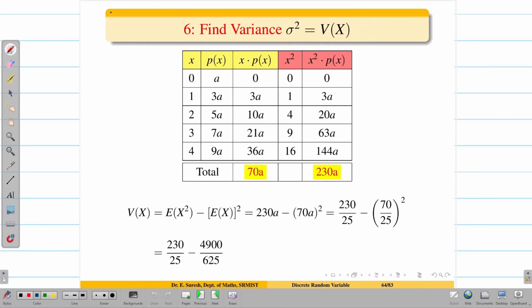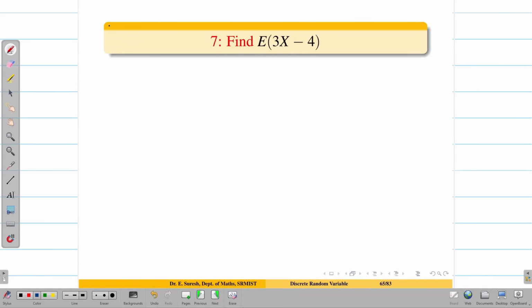You can use your calculator and see here we have 4900 by 625. If we multiply and divide by 25, then my denominator will become 625. I can easily subtract with the second term. So my final answer is 850 divided by 625. If you want, we can simplify further. This is 34 by 25.